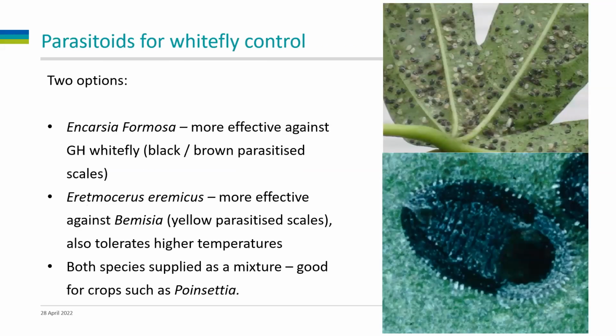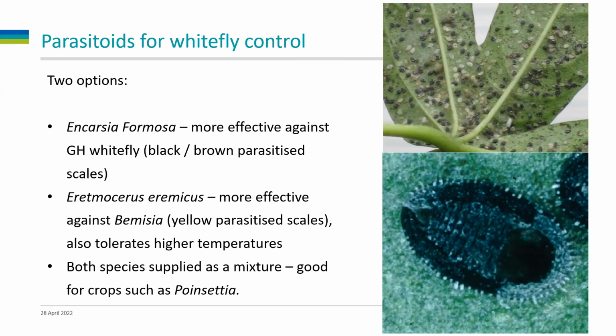So on to parasitoids for whitefly. Got two options: good old Encarsia formosa, tried and tested, been used for a long time. I think it was one of the first biocontrols to be commercialized, but it's more effective against the glasshouse whitefly, where it'll give you a black scale, as in the pictures on the right. It will attack Bemisia, tobacco whitefly, but you get a brown parasitized scale.